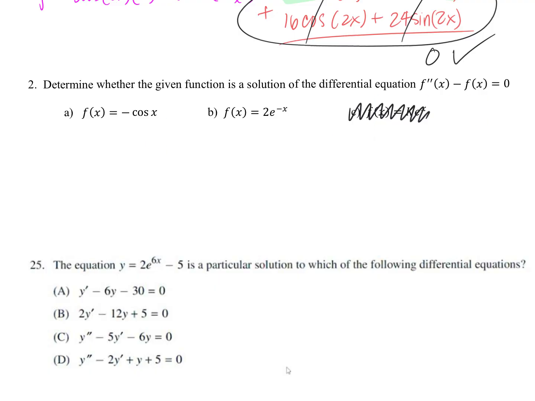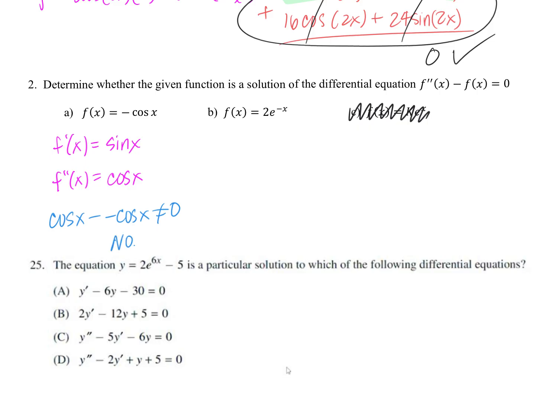Let's go find f prime here. What's f prime of x? Sine. Nice. What's f double prime? Nice. Is f double prime minus f going to be 0? Yep. Wouldn't it be cosine minus negative cosine? That would be 2 cosines, right? That's 2 cosines. Yeah. So this one's a no.